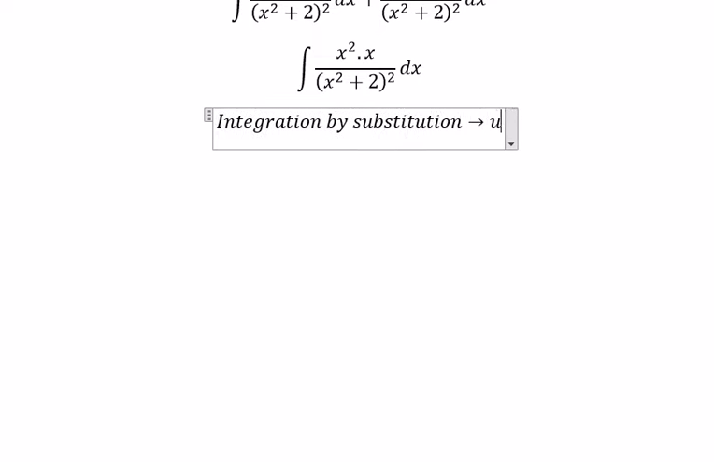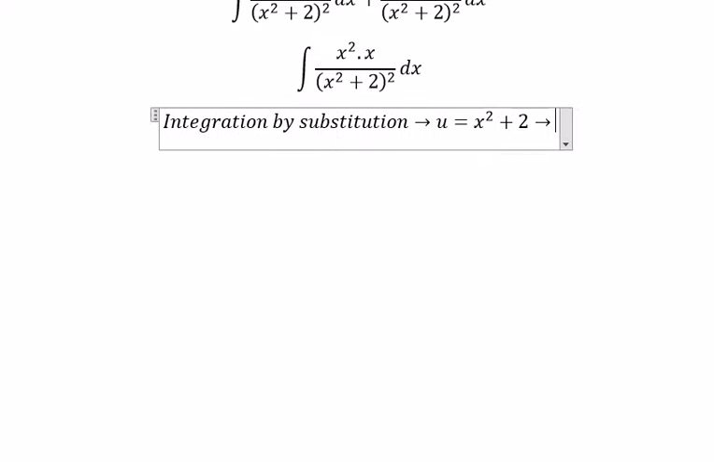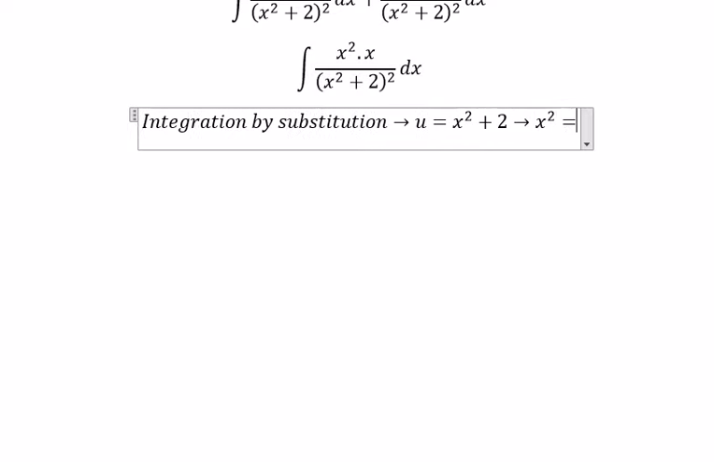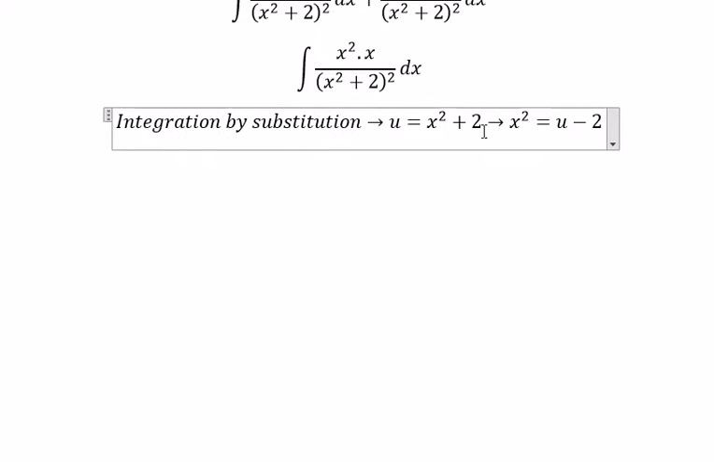So we put u equal to s squared plus 2. About s squared, we get u minus 2, because we move the number 2 to the left. That's why you get s squared equal to u minus 2.